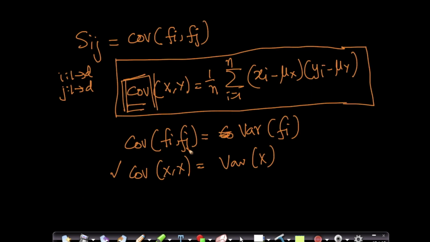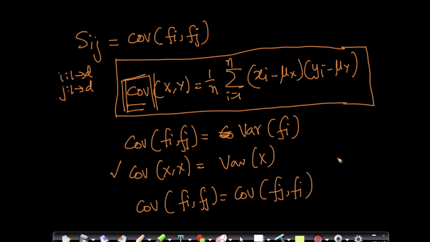Let's understand our matrix again. There is one more property of covariance: the covariance of fi and fj is the same as the covariance of fj and fi. It's one and the same, because if I swap the x's and y's, this formula doesn't change. These are some of the simple properties of covariance.